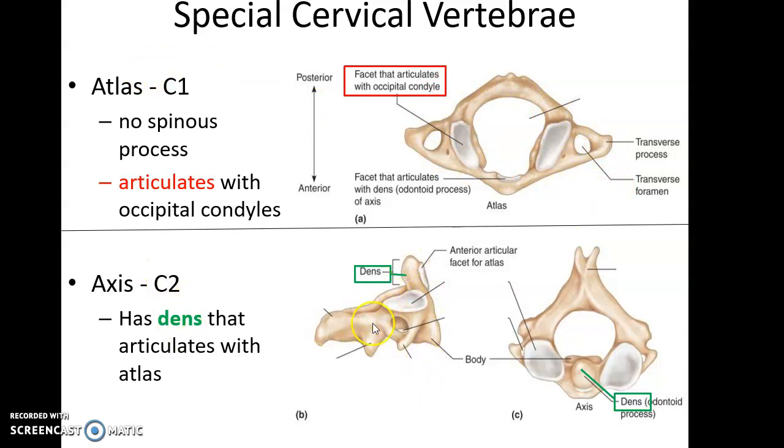Then we have C2, also known as the axis, the second vertebra. It has this additional structure called a dens. This bony structure sticks up superiorly and articulates with the atlas, providing a pivot joint so that we can shake our head no. So again, this is the axis.